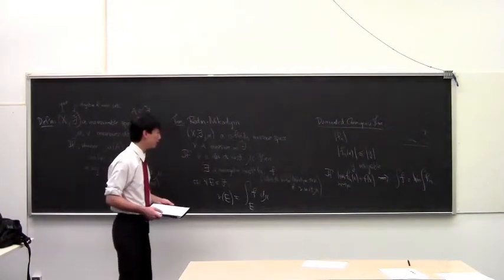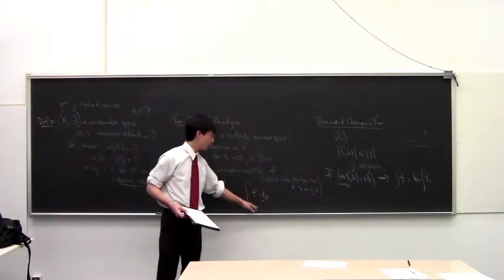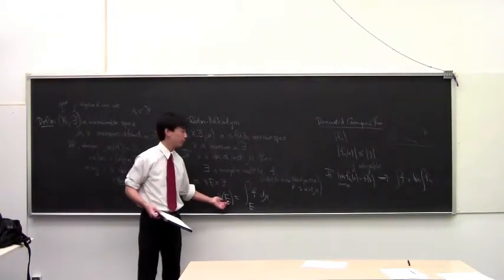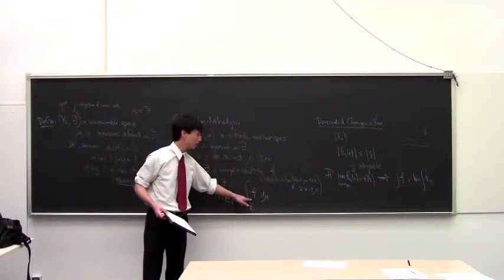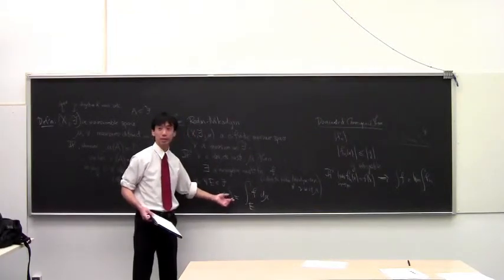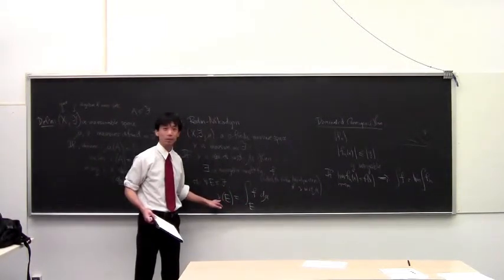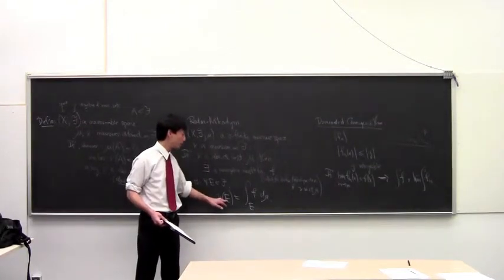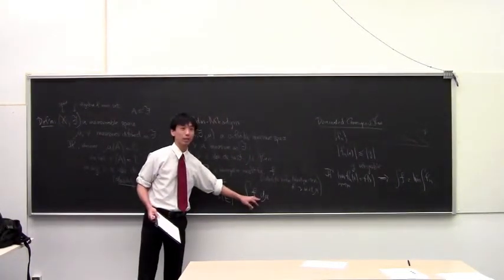And you can see that if mu of E is zero, then of course nu is going to be zero on that set, because this integral is zero. So that clearly forces the measure nu to be absolutely continuous. And in fact, this is what always happens: any absolutely continuous measure can be realized in this way.